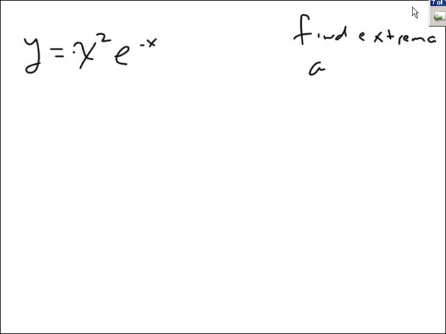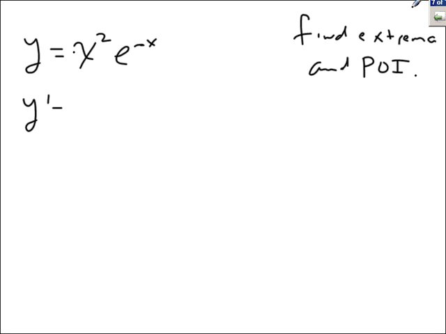If you were asked to find the extrema and the point of inflection, you can do that. Suppose you have y is equal to x squared e to the minus x. So we want to find their extrema and point of inflection, if any. Extrema or maxima: take the first derivative, see if it equals 0. Those will give you possible maxima.